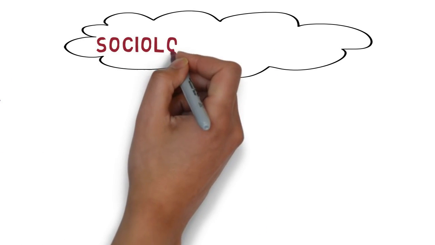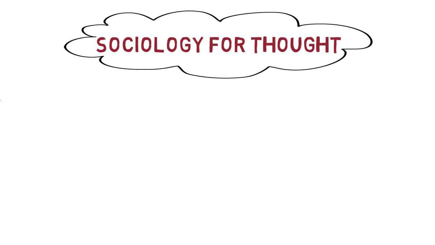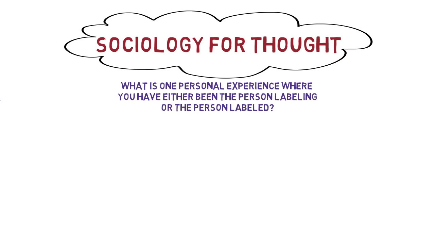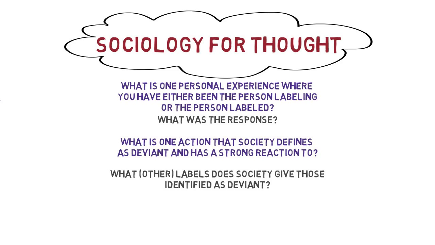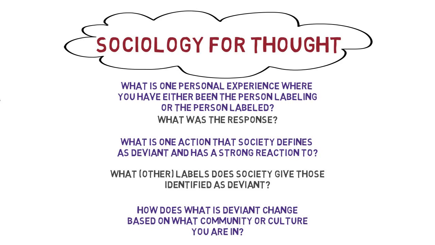So, what is one personal experience where you have either been the person labeling or the person labeled because an action was seen as deviant? How did the person respond to the label, or how did you respond? What is one action that society defines as deviant and has a strong reaction to? What labels does society give those that are labeled as deviant? And how does what is deviant change based on what community and culture you are in?